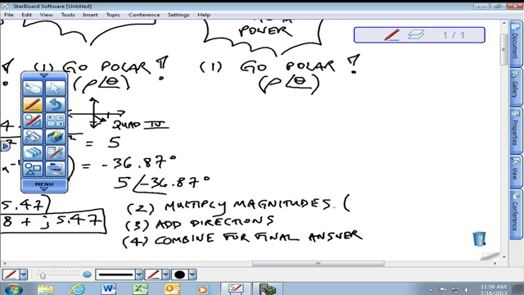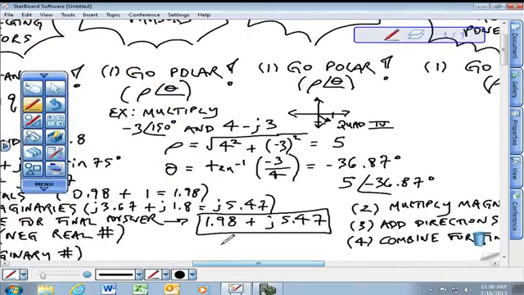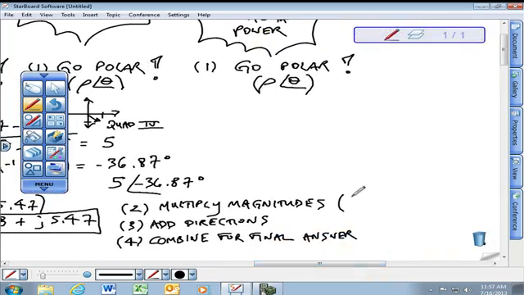All right, so multiply magnitudes. We've got a -3, and we want to multiply it by 5. Our new problem is basically, because we've converted our rectangular form to 5 angle -36.87, so now we have two polar forms, and we're ready to rock and roll. So the magnitude is -3 times 5, which is -15.